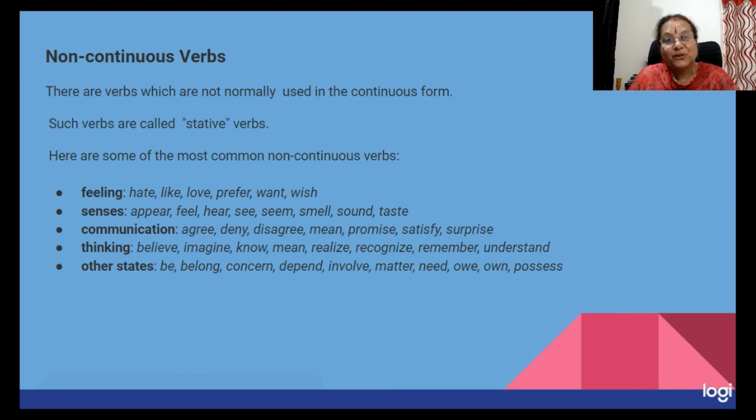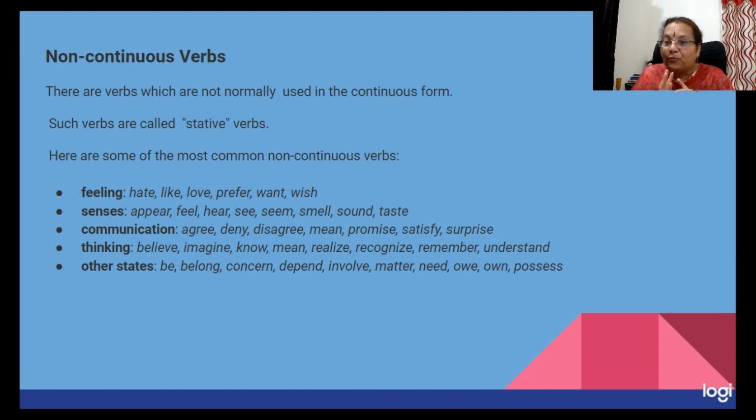So we saw the continuous tense. Now, in the continuous tense itself, there are certain verbs which cannot be used in the continuous tense. That's what we are going to deal with here. Non-continuous verbs. There are verbs which are not normally used in the continuous form. Such verbs are called stative verbs. Here are some of the most common non-continuous verbs.